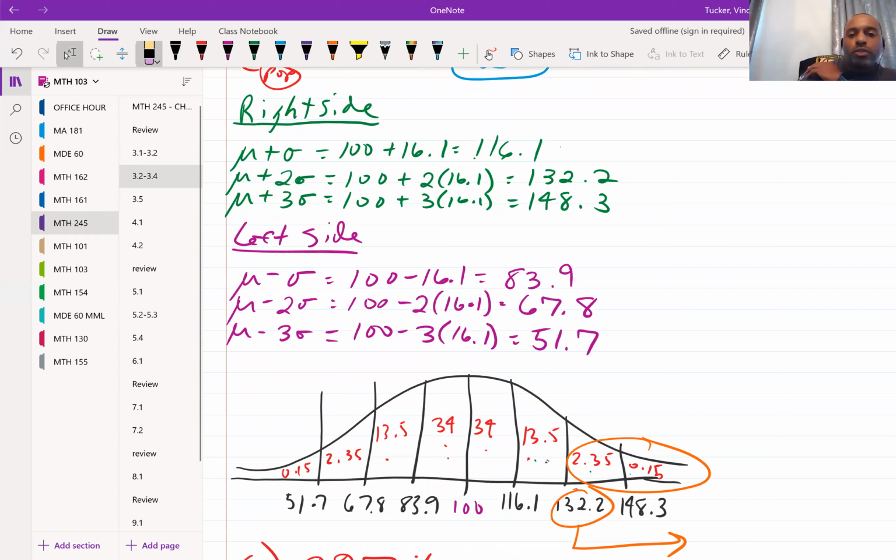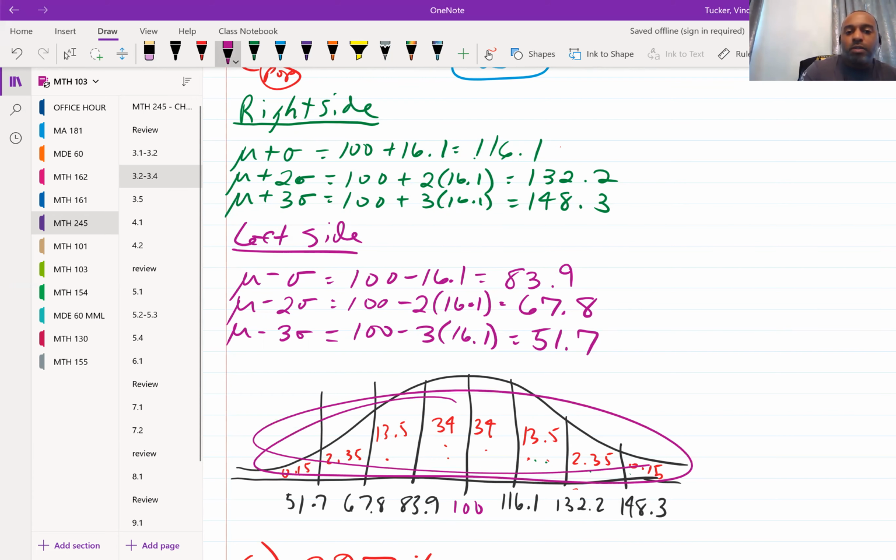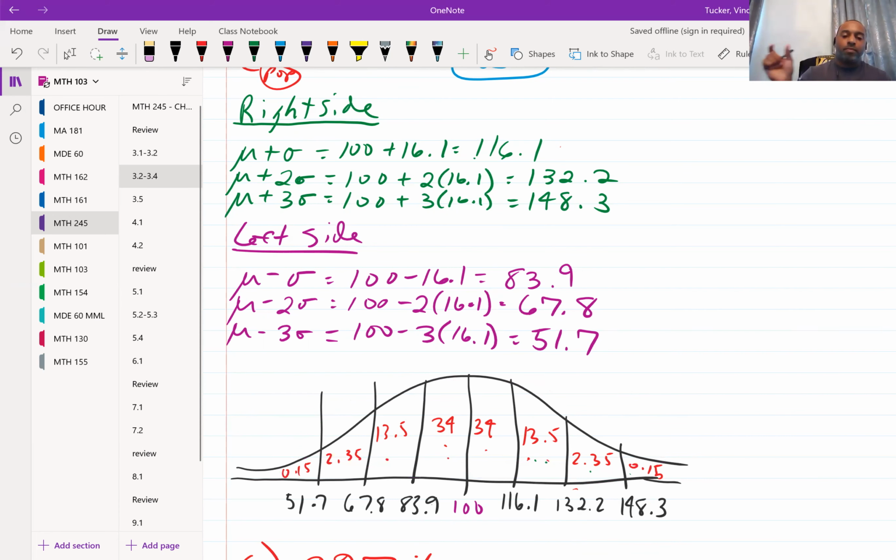So if we were to go according to our chart, this is how it would look. Our mean is in the middle with 100. Then we have 116.1, 132.2, 148.3. Then on the left, 83.9, 67.8, and then 51.7. Once again, just reemphasizing the fact that those percentages didn't change. Those stay the same. It's just the numbers on the bottom that will change according to whatever your standard deviation is and your mean.